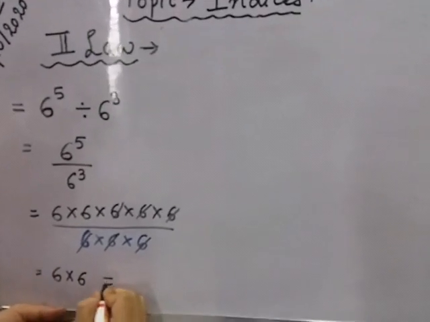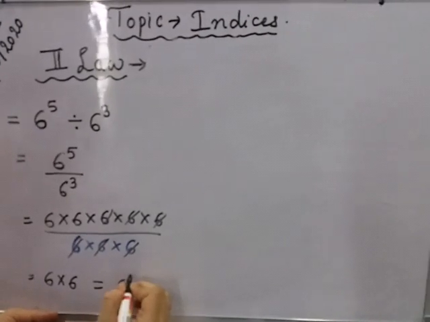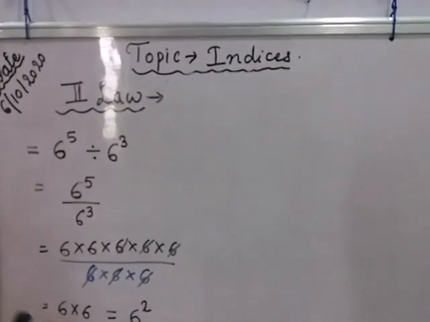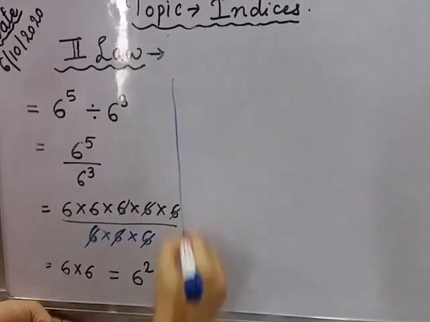So if I want to write this in the index form, how will I write? 6 and what is the index? Yes, it is 2. 6 square. So I will write this down once again.